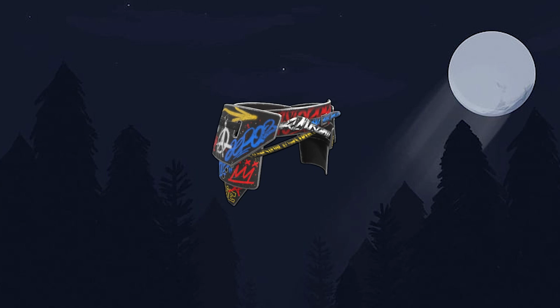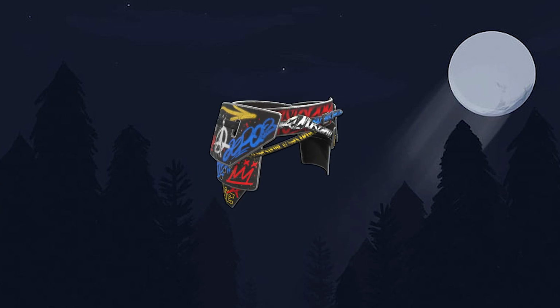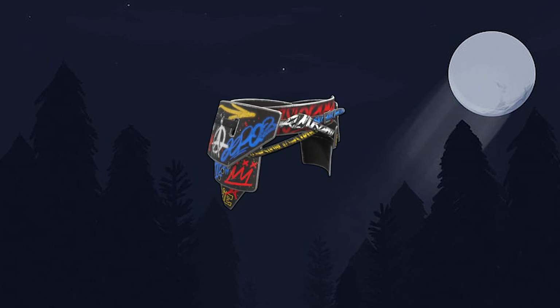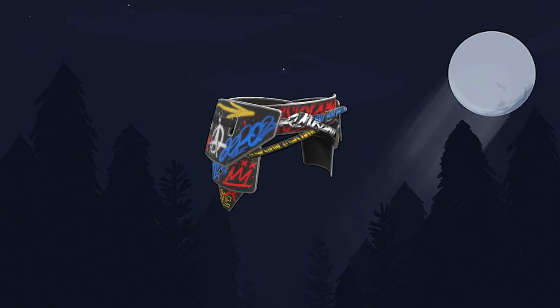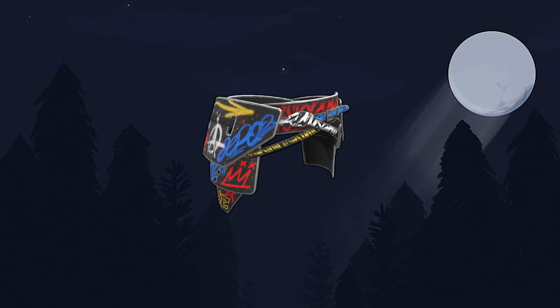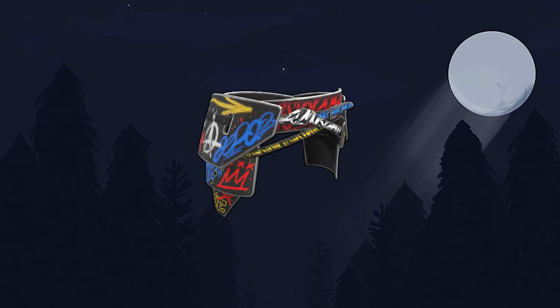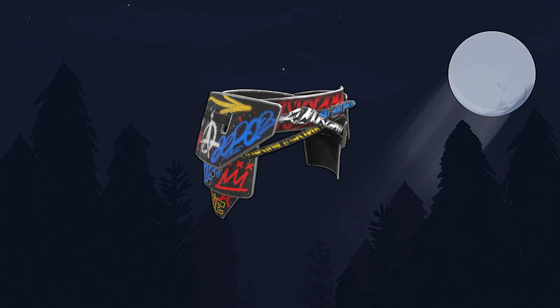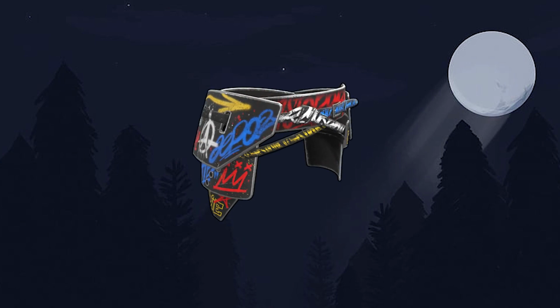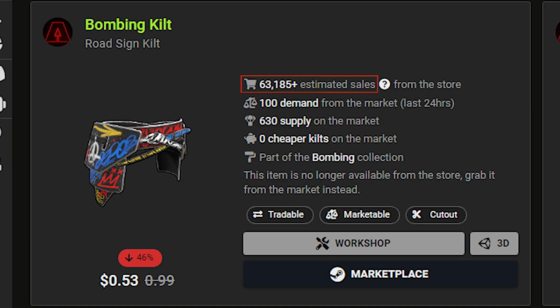Many new people had recently been playing Rust and noticed the opportunity to make some good money with the Rust skins, as the road sign kilt would finally complete the bombing set. So this of course led to tons of excess purchases being made, and by that I mean people buying extra quantity purely with the intent to sell. The result? Over 60,000 purchases for the road sign kilt alone.